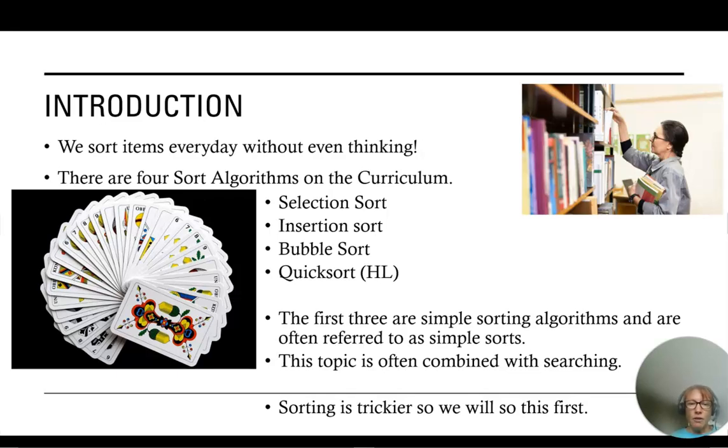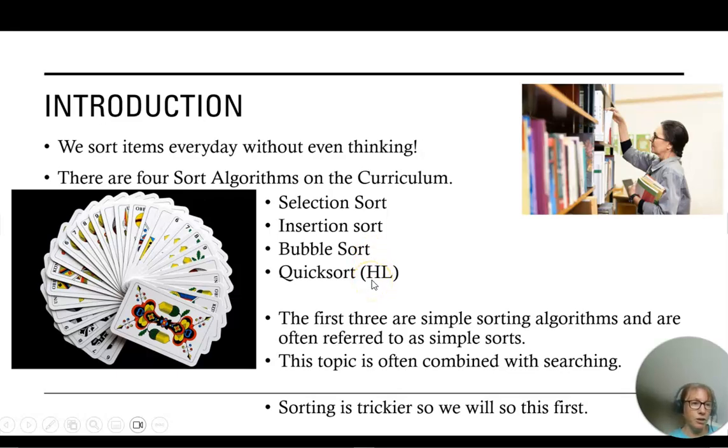So we are going to, on this curriculum, go through 4 sorting algorithms for the Leaving Cert. So there's 4 that we look at: the selection sort, the insertion sort, the bubble sort, and the quick sort. And you'll see on the slide here, the quick sort has HL. That's for higher level students only. I'm going to do all of them when I'm with you over this 2 weeks. So we'll get them all covered.